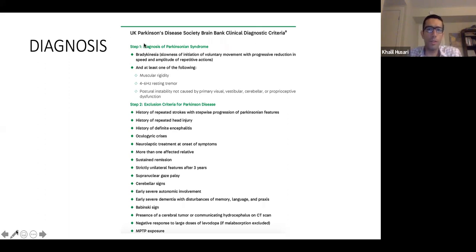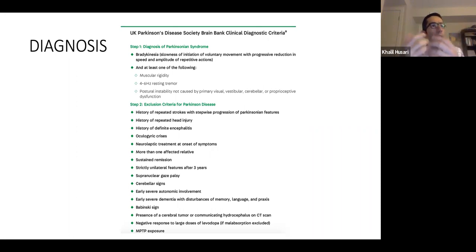So the most important thing is bradykinesia. If you don't have bradykinesia, you don't have Parkinson's disease. That's it. And then at least one of the following: muscle rigidity, resting tremor, and postural instability, right? So you don't have to have all of them. So bradykinesia is the cornerstone. Slowness of initiation of voluntary movements with progressive reduction in speed and amplitude of repetitive action.